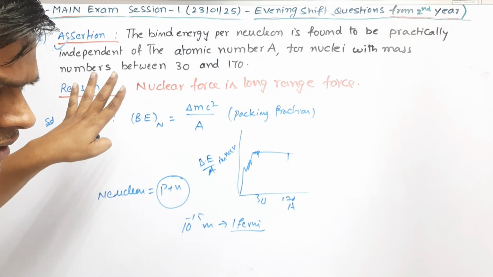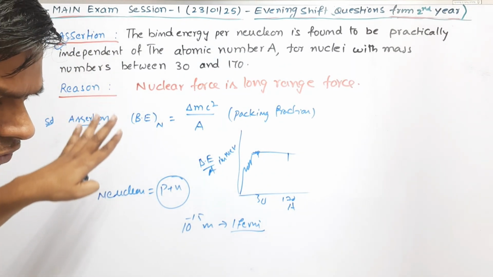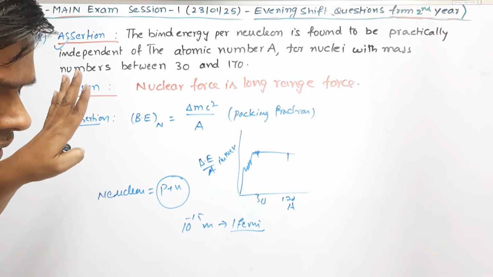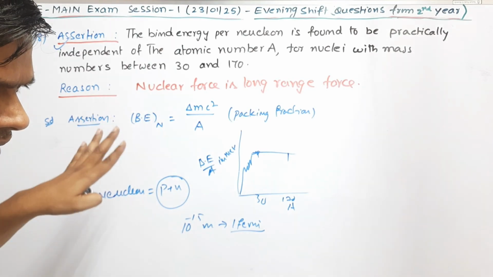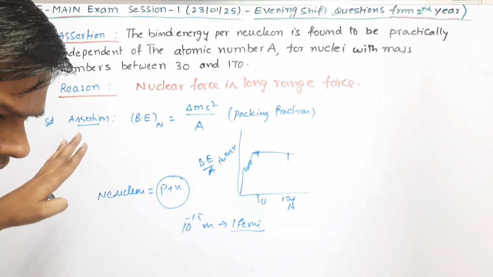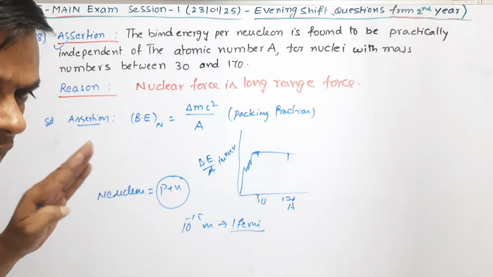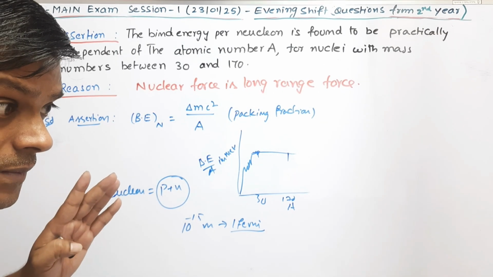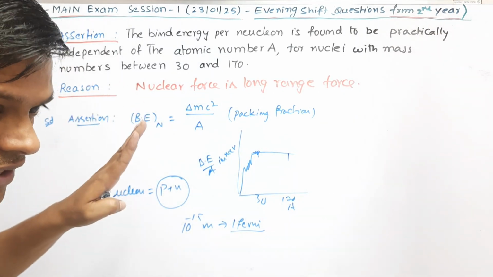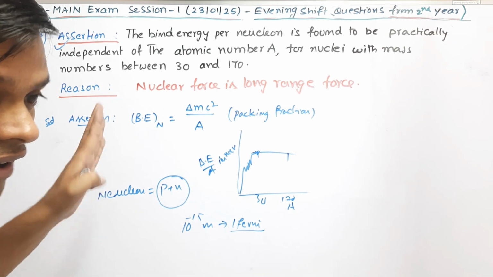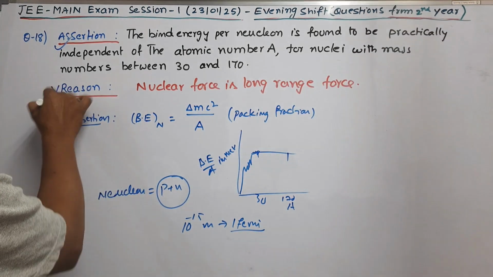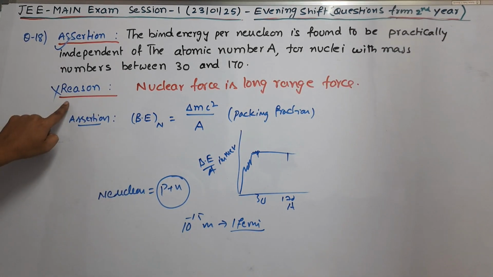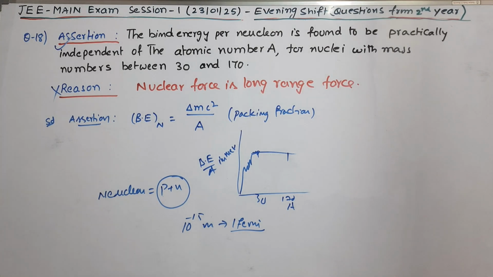Among the four fundamental forces, gravitational, electric, magnetic and nuclear, nuclear forces are very strong, but in short range only. These are not long range forces. So the reason is wrong. The assertion is correct, the reason is wrong. That's it.